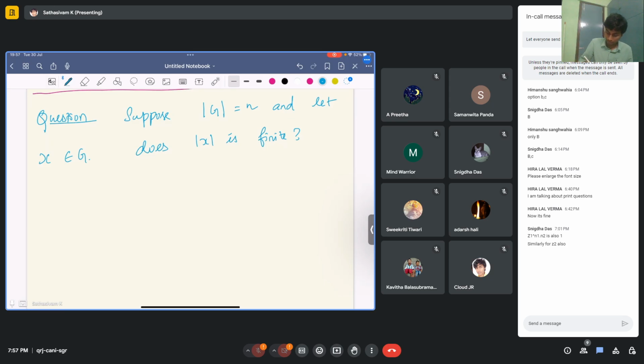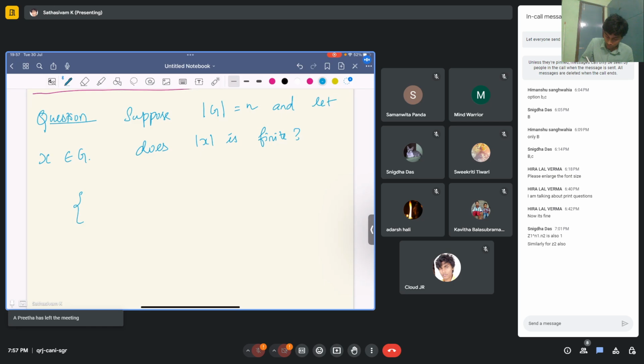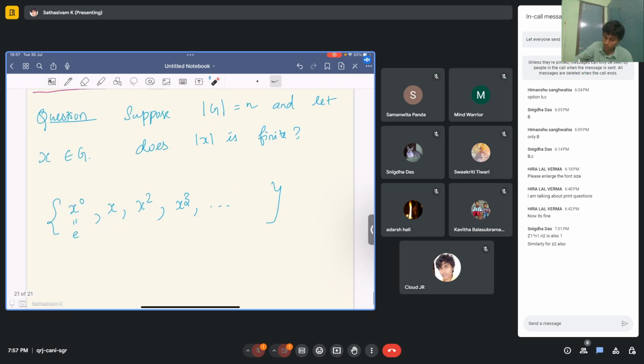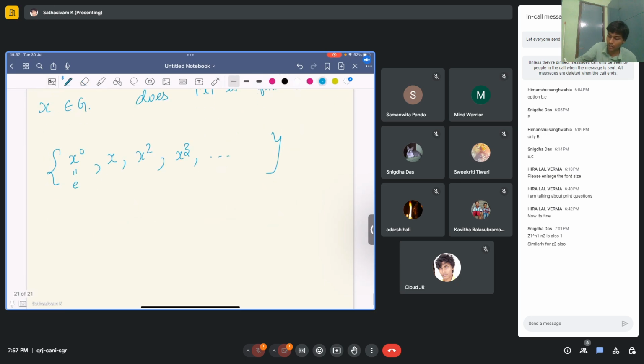So how do you show that? Let's consider the cyclic subgroup generated by x. Consider x to the power 0, which is the identity, then x square, x cube, etc. Now there are infinitely many terms here, right? All of them belong to G, so all of this is a subset of G. But my G has only finitely many elements, right? That means not all of them can be different.